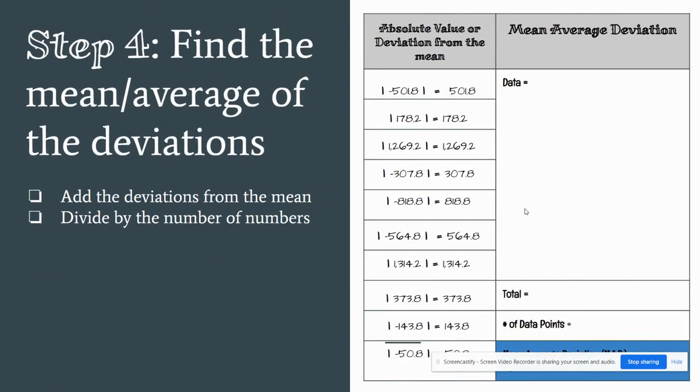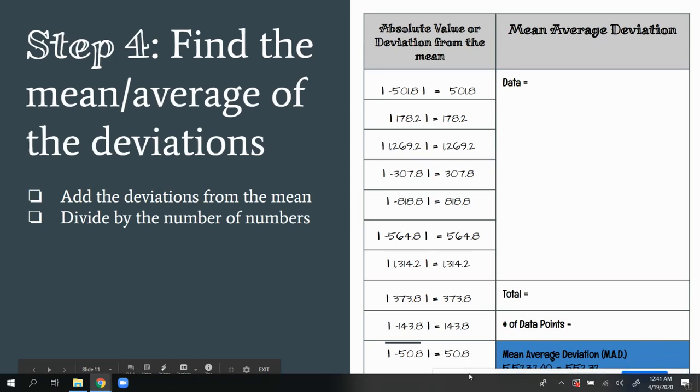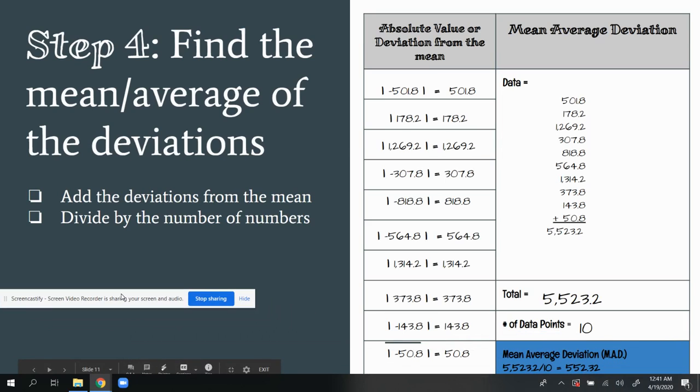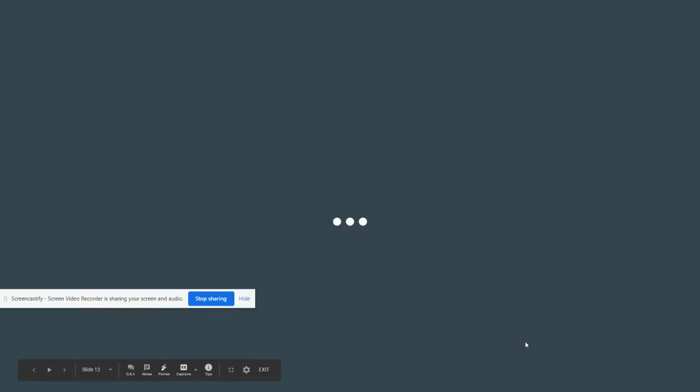Step 4 is to find the mean or average of those deviations. So now you're going to add up all of your deviations, how far each of those numbers were from 0. We get a total of 5,523 and 2/10. That's our total, and we again added 10 points. So that tells me that if we divide our total by our number of data points, our mean absolute deviation is 552 and 32 hundredths. Ignore the word average here. That's a typo. That should say absolute.